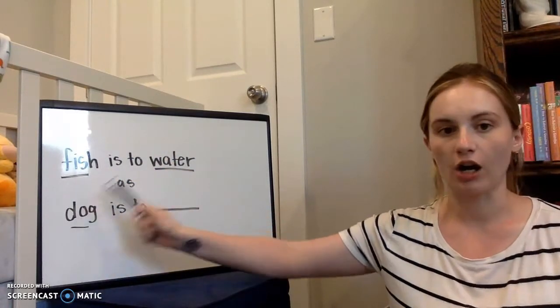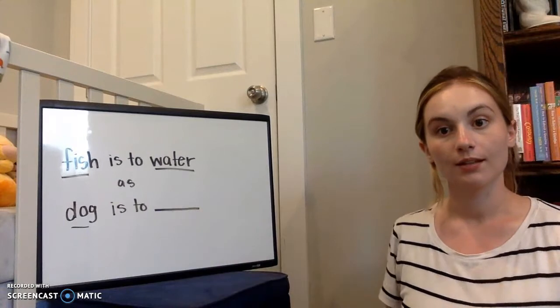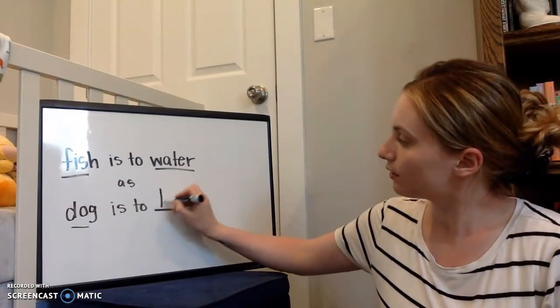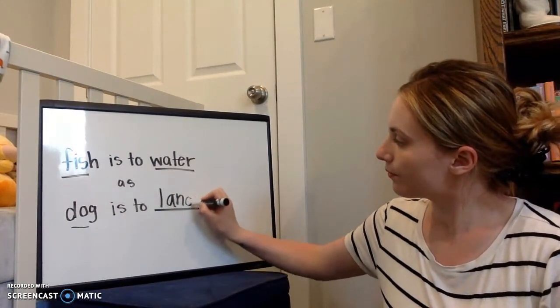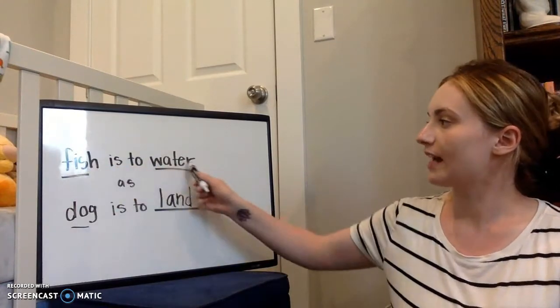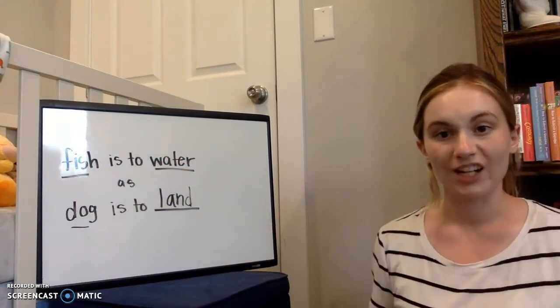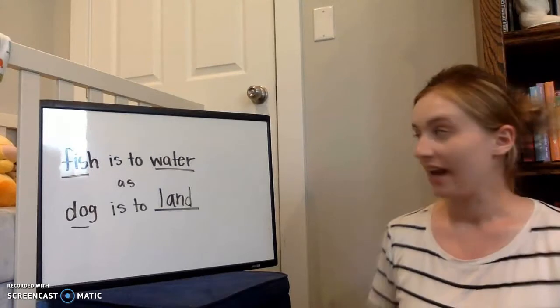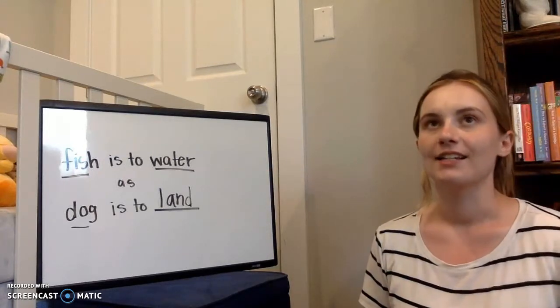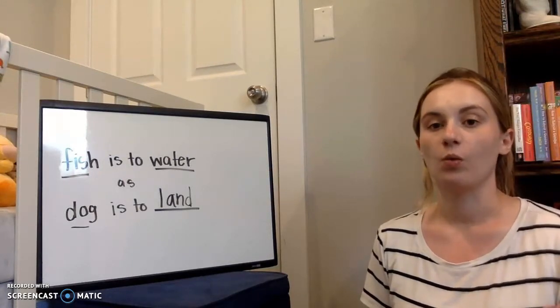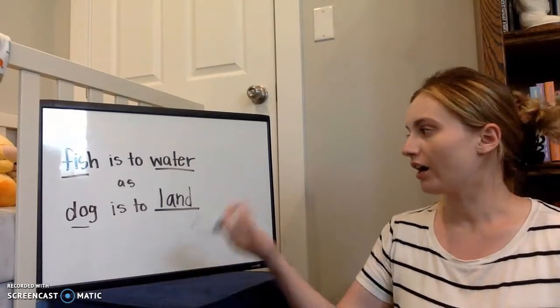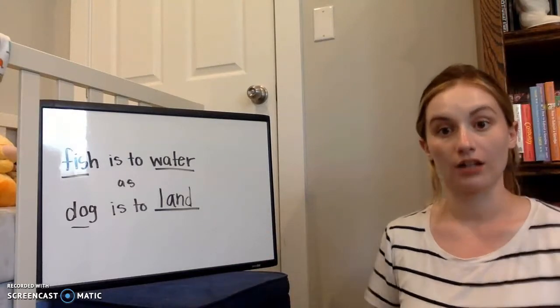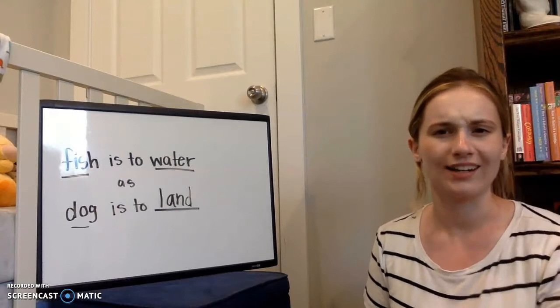So where does the dog live? Land. So I used this first analogy to figure out what my clue was, my key, and I learned, oh, my key is that I'm figuring out where they live. So dog is to land. The dog lives on the land, not in, on the land.